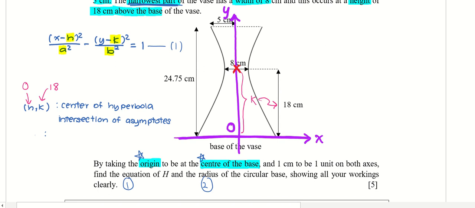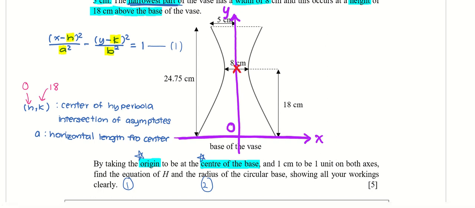Okay, now what about my a and b then? Recall, in this case, a is under x, which means it stands for the horizontal length from the center of the hyperbola. So, allow me to erase first. Horizontal length from the center of the hyperbola.